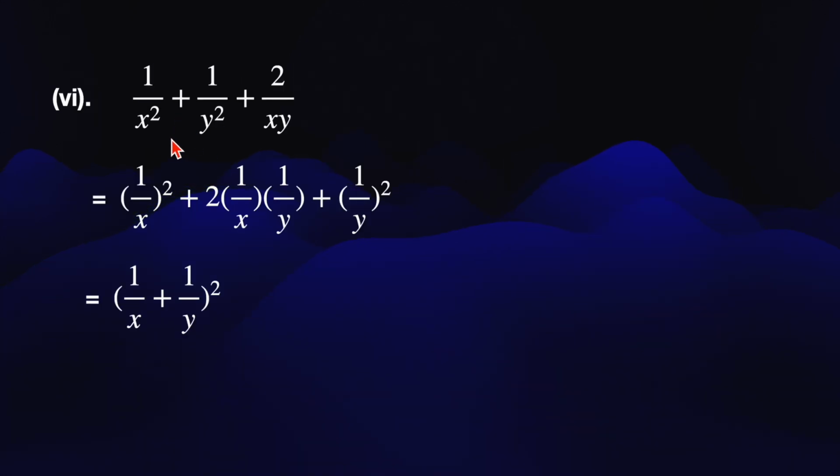Okay, 1 upon x square plus 1 upon y square plus 2 upon xy. So write down 1 upon x the whole square plus 2. This you write it as 2 into 1 upon x into 1 upon y plus 1 upon y the whole square. Now this is an identity. You know x plus y the whole square is x square plus 2xy plus y square. The same identity you have to apply here. So you get 1 upon x plus 1 upon y the whole square.